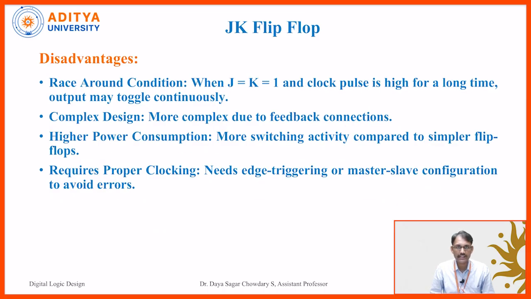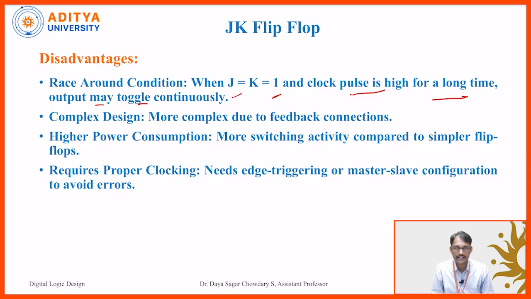While coming to the disadvantages, one of the drawbacks is the race around condition. In the race around condition, if J is equal to 1 and K is equal to 1 and the clock pulse is also high, that means all 3 inputs are high. Now if these 3 inputs are high for a long time, the output may toggle continuously. That means if we expect Q, it will give Q bar; if we expect Q bar, it will give Q. Continuously it is toggling.